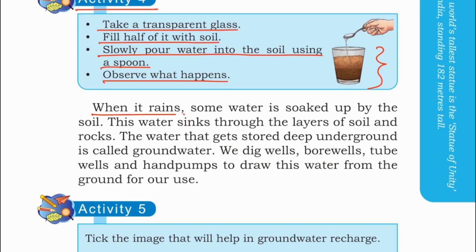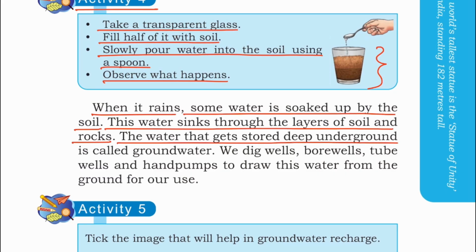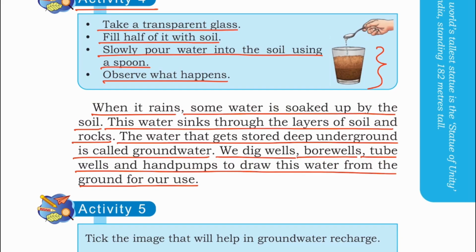When it rains, some water is soaked up by the soil. This water sinks through the layers of soil and rocks. The water that gets stored deep underground is called groundwater. We dig wells, bore wells, tube wells, and hand pumps to draw this water from the ground for our use.